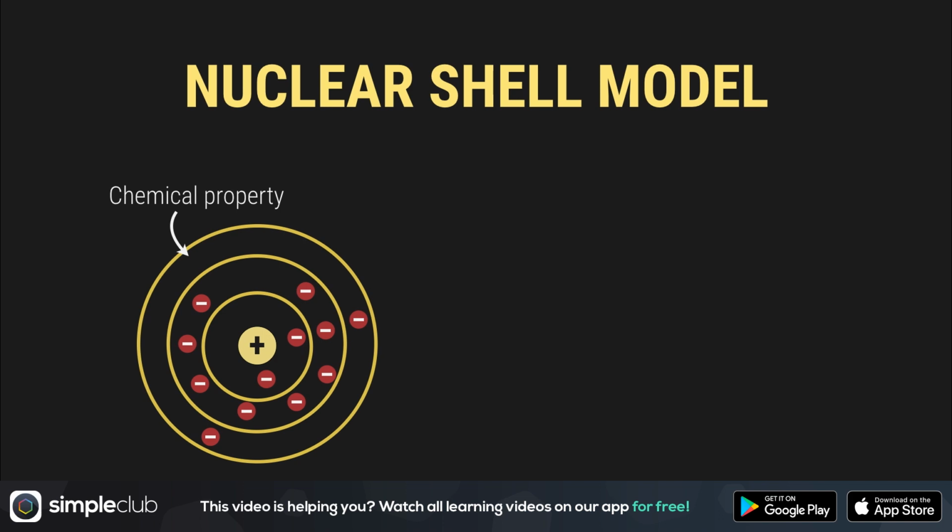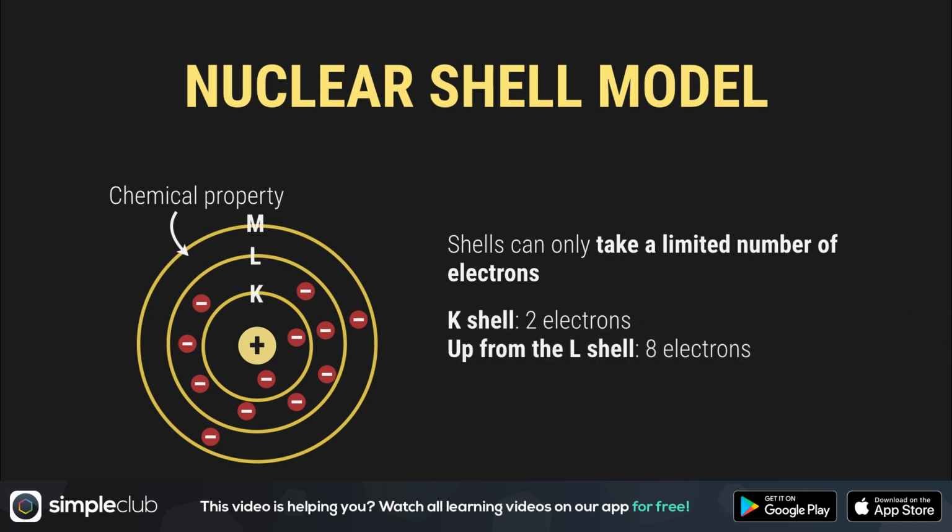The model didn't explain how electrons moved around in their shells. It only stated that electrons are located in a shell, and that's it. Shells can only take a limited number of electrons. For now, it should be enough to know that the innermost shell, the K shell, can only take 2 electrons and all the others can take up to 8. Weirdly enough, the shells have been named starting with the letter K, so they are called K, L, M, N, O, P and Q from the inside to the outside. You can also see this in the periodic table.